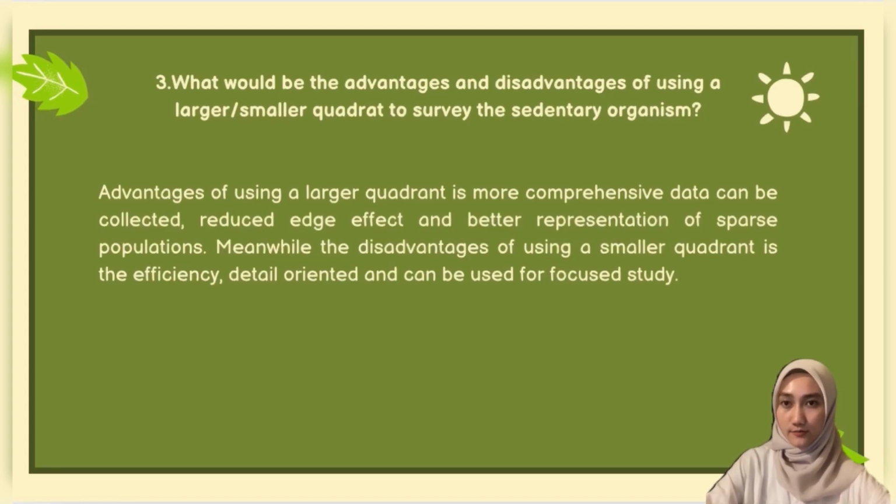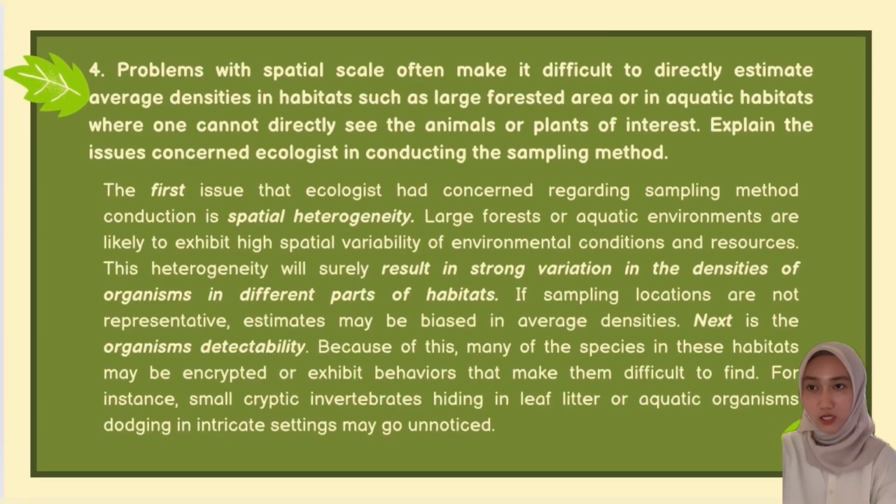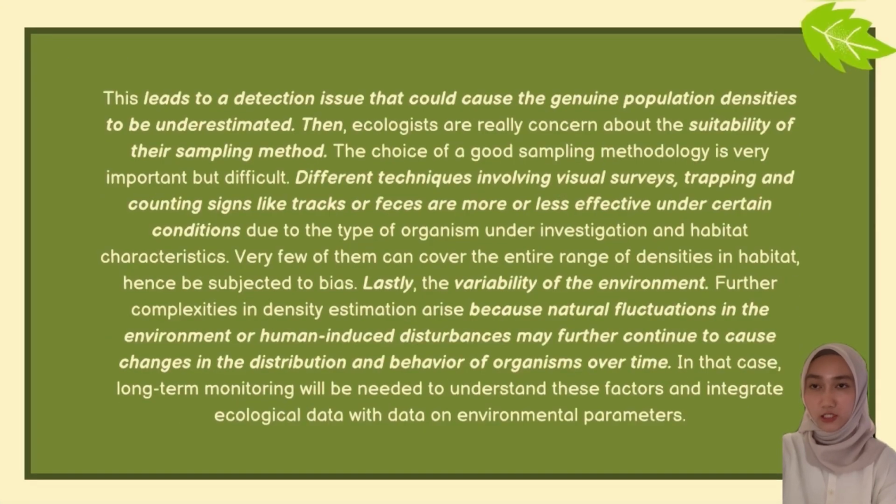Next, for question 4, the first issue that ecologists are concerned about regarding the sampling method is spatial heterogeneity. Next is the organism's detectability. Other than that, the ecologists are really concerned about the suitability of their sampling method. And lastly, the variability of the environment.